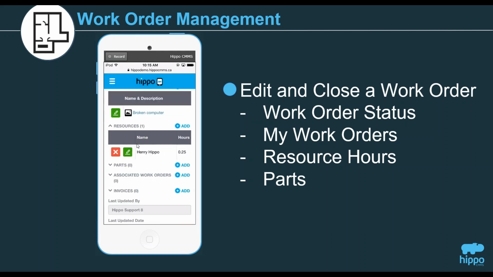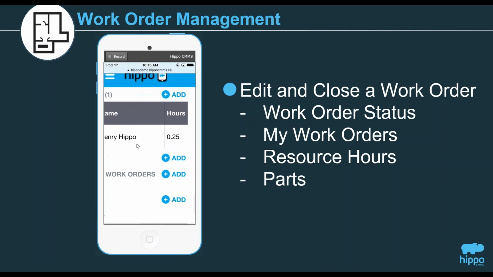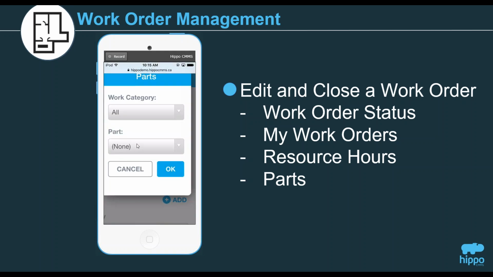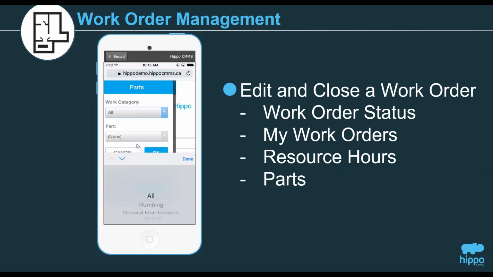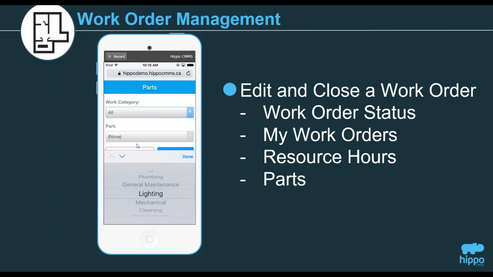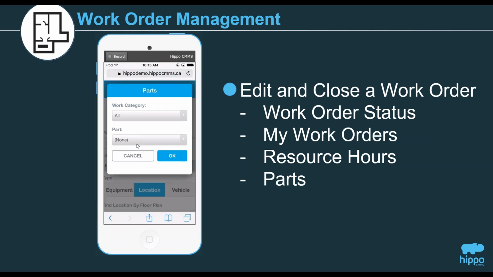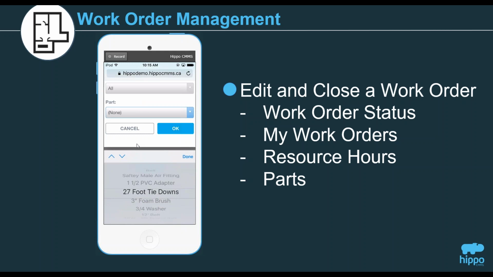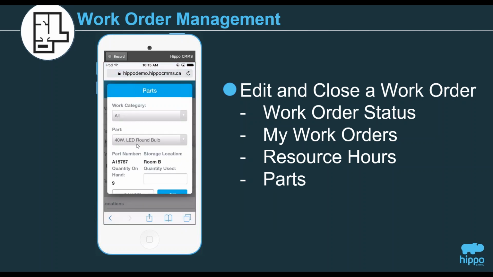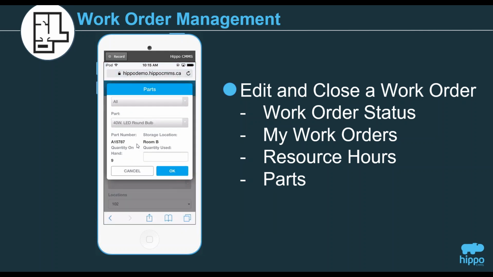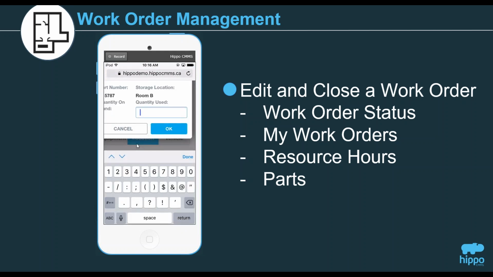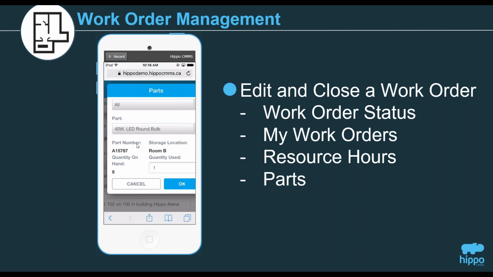Maybe I've added some parts to this work order. We'll click the add button. So I can choose to find parts based on work category, or I can use the parts list to just see everything in my facility. We'll say that I just use part A for this. Okay, where's my location? What's the part number? How much I have on hand? And then how many did you use for this work order? Quantity used is 1. Say okay.